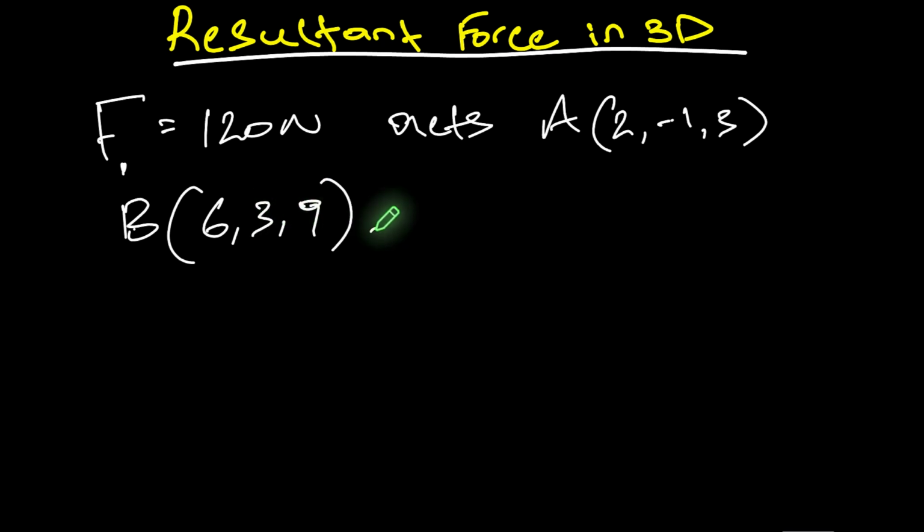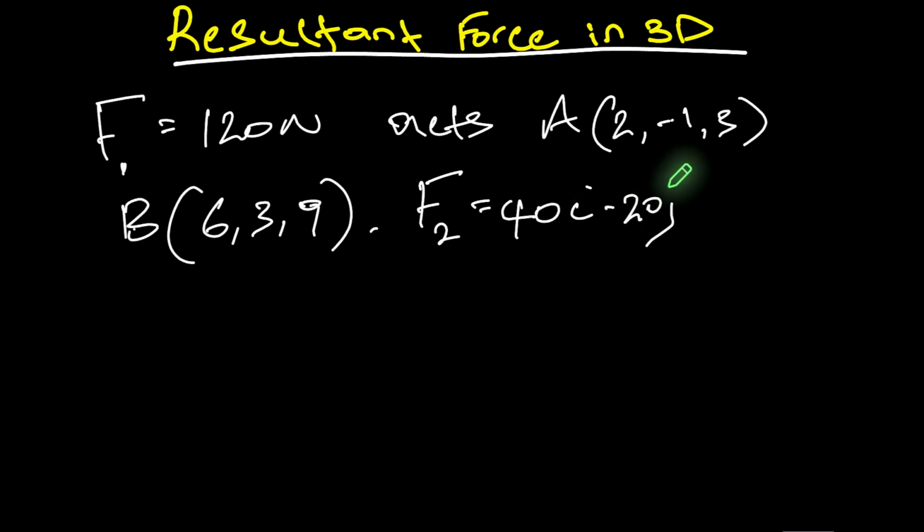Now we have more than one force, so we're going to introduce another force here, F2, and say we're given the vector components for F2 as 40i, and let's use 20j, plus 80k. Because this is a force, newtons is the unit that we'll use.